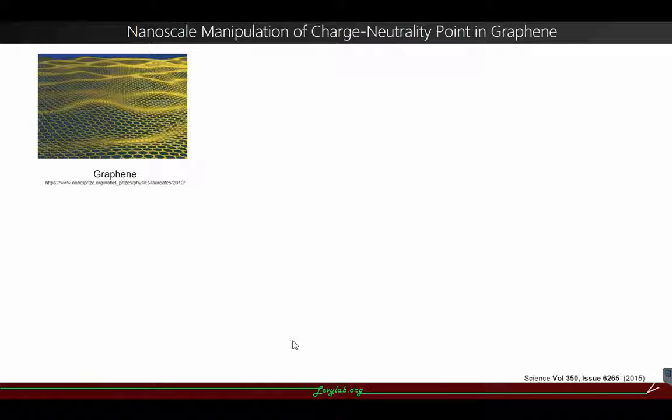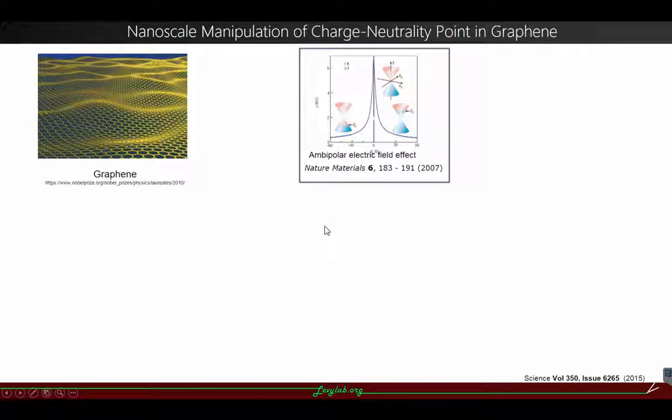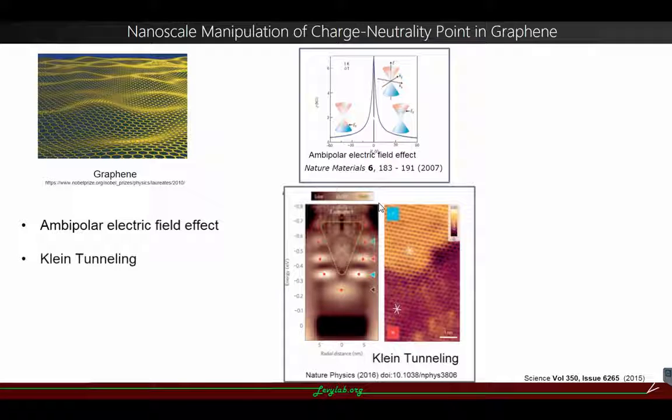Graphene is a zero-gap semiconductor with one type of electron and one type of hole. The charge carriers can be tuned from electrons to holes continuously. This ambipolar electric field effect brings lots of novel phenomena. The carriers in graphene obey the Dirac equation, and this allows people to observe Klein tunneling in the graphene PN junction.